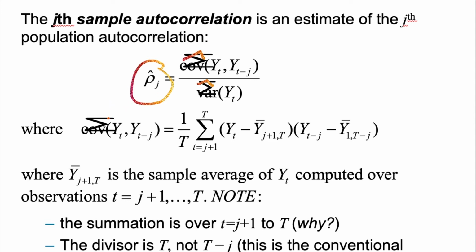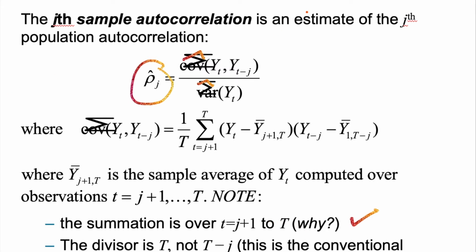We estimate the covariance of yt with yt minus j as 1 over T times the sum from t equals j plus 1 to T of yt minus the average of the observations j plus 1 through T, times yt minus j minus the average of observations 1 through T minus j, where y bar j plus 1 through T is the sample average of yt computed over the observations t equals j plus 1 through T. Do note, the summation is over t equals j plus 1 through T.